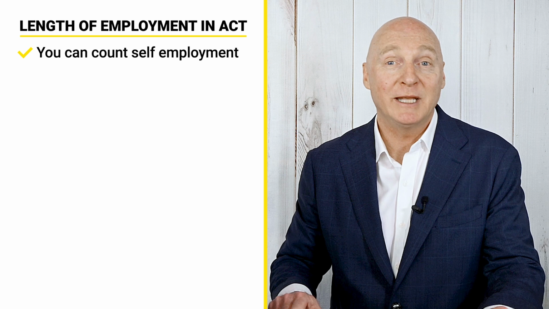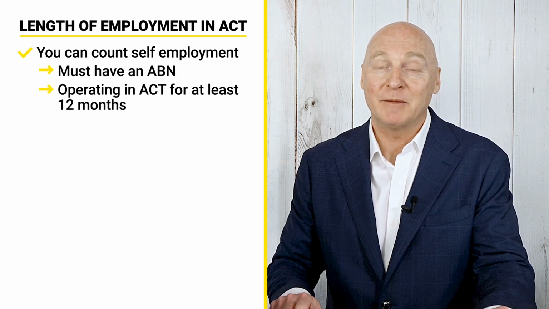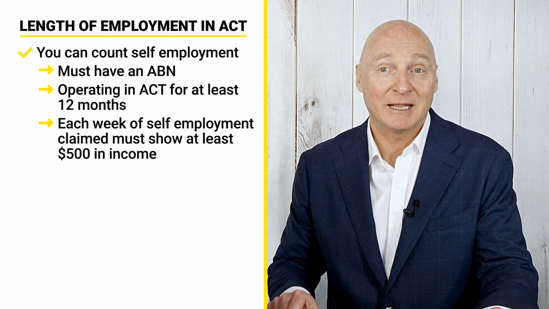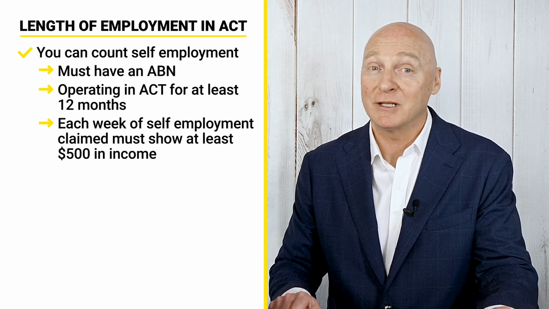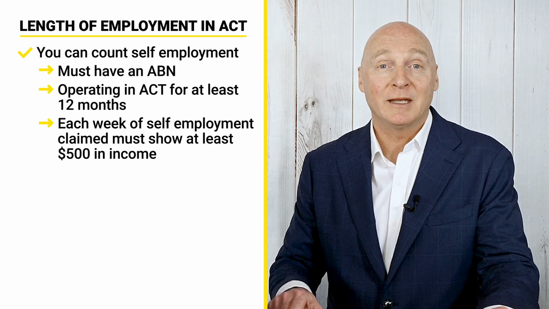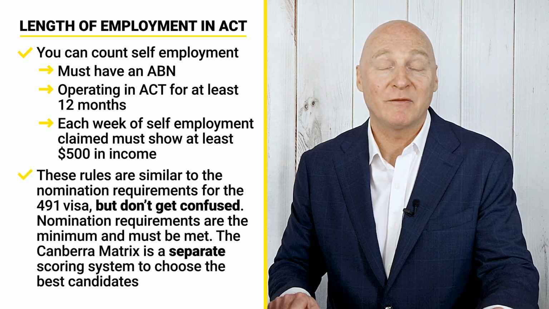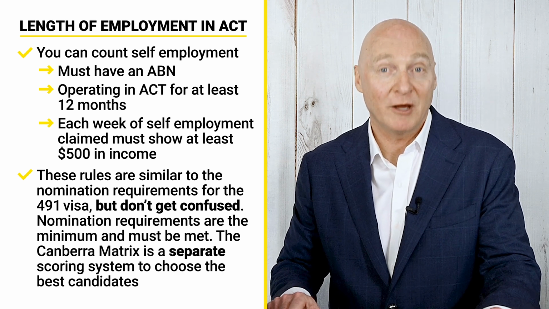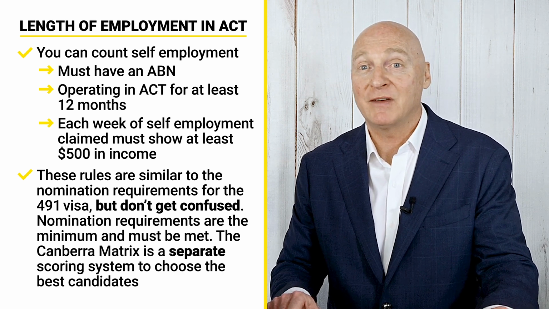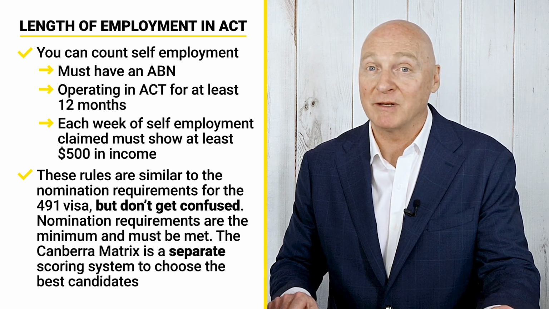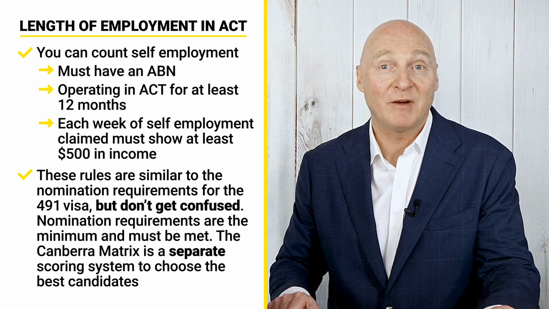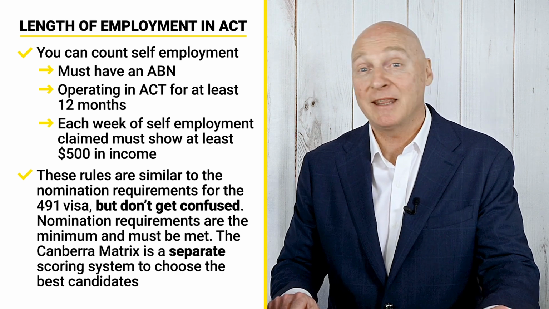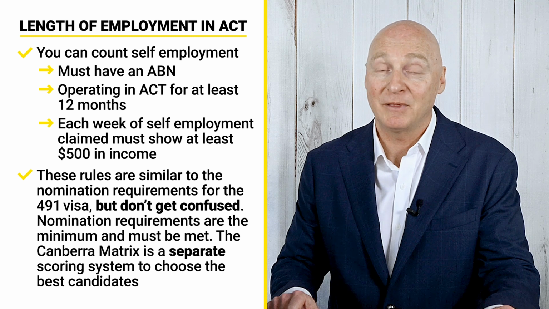And if you are, you will need to have an ABN and been operating a business for at least 12 months in Canberra, and every week of self-employment claimed must show at least $500 a week in income. These rules are similar to that required for work experience for the 491 visa, but if you're going after the 190 visa, you will have tougher nomination requirements for work experience, such as a minimum of 35 hours instead of 20 hours per week. Nomination requirements and the Canberra Matrix are not the same thing.